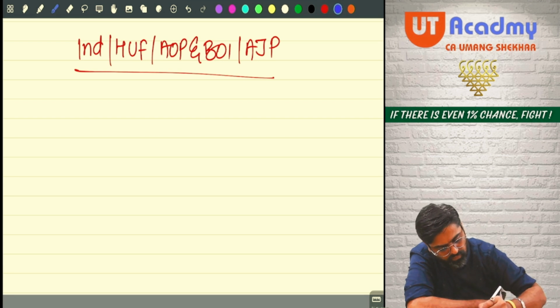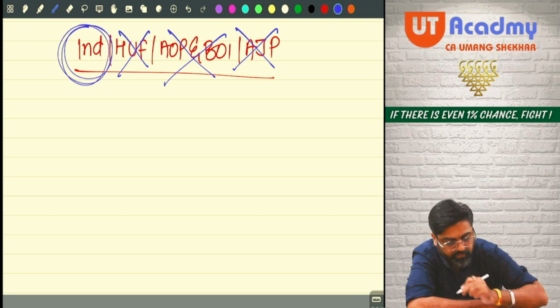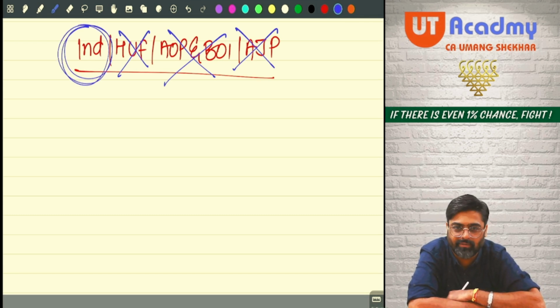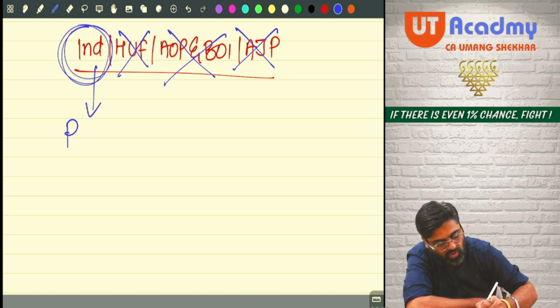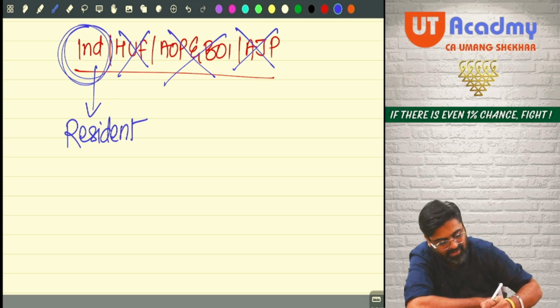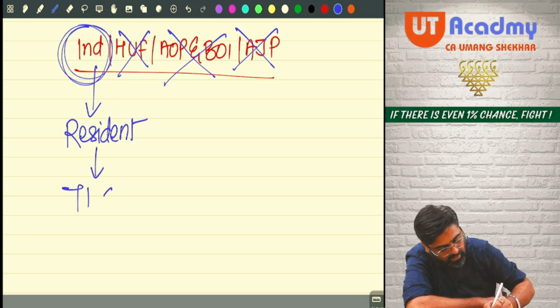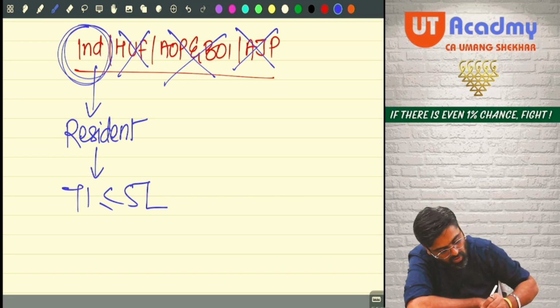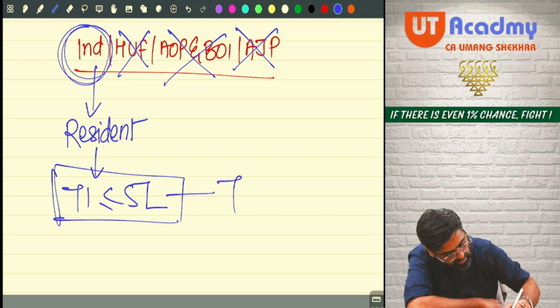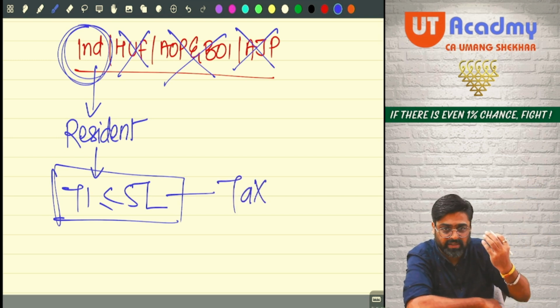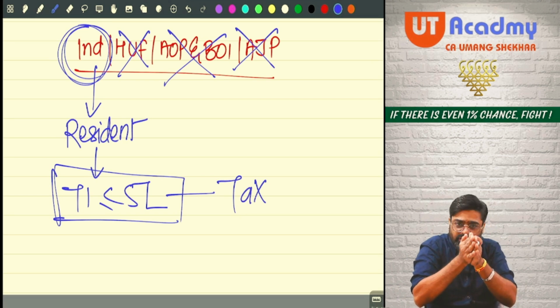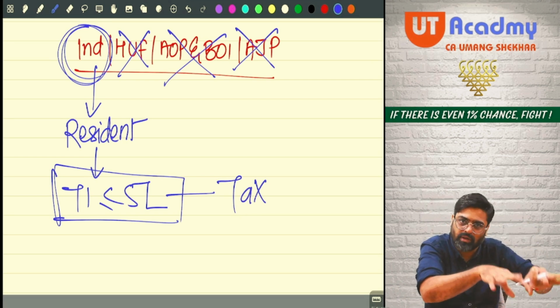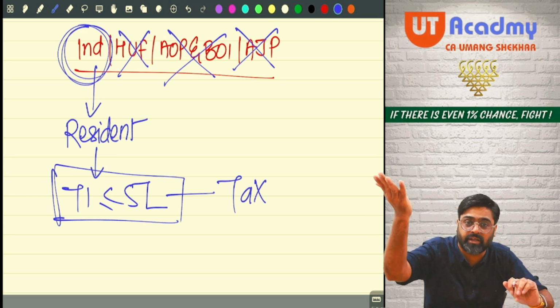Now, if you are an individual who is a resident and whose total income does not exceed 5 lakhs, then on your total income, whatever tax you have calculated, special tax plus normal tax, both taxes taken together, whatever total tax you have calculated on your total income, which does not exceed 5 lakhs.